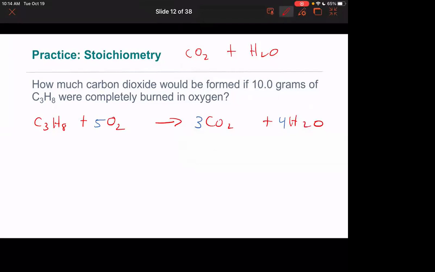Right? We're balanced. Okay. How much carbon dioxide? I'm going to write this down right off the bat so I don't forget what I'm asked. How much carbon dioxide would be formed if 10 grams of C3H8 were completely burned in O2? When we say completely burned in O2, that means we've basically got unlimited O2. We don't have to worry about it, okay? So what do I do here? How do I answer this question?